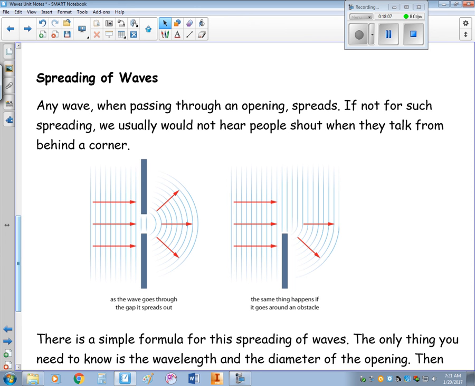Another thing is the fact that waves spread. We call this diffraction. So any wave, when it passes through an opening, will spread. Imagine these like ocean waves coming towards a break wall. If there's a hole in that wall, the waves go from flat to circular. Also, this explains why waves can spread around a corner. If it were not for the spreading, we usually would not hear people talking from behind a corner, or if you're standing outside of a door listening to someone speaking.